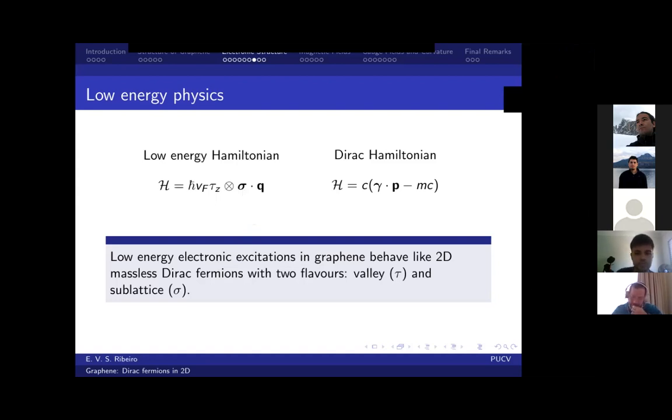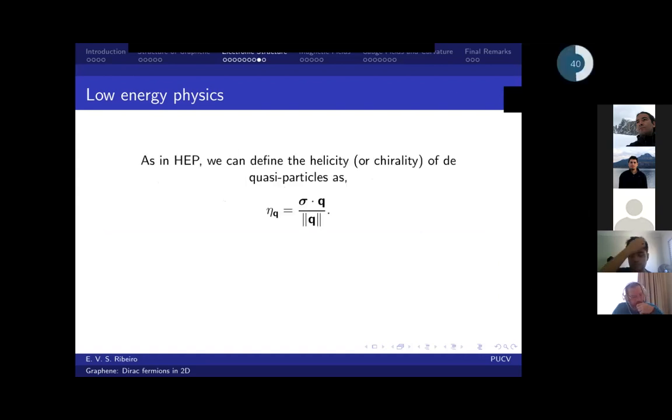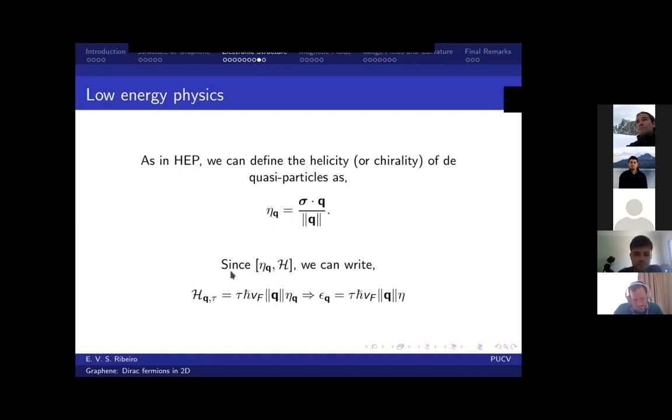So, okay, that's very interesting indeed, especially because these are massless particles. And indeed, this is one of the reasons why graphene has a very good electroconductivity, for example. And this will have another interesting effect: in the same way as in high energy physics, we can define a pseudo-helicity or pseudo-chirality, since we have massless quasi-particles, which is, again, the projection of the lattice pseudo-spin in our direction of propagation. And since the helicity operator commutes with the Hamiltonian, we can write the Hamiltonian just in terms of the helicity operator. And consequently, the energy spectrum will have this form, which basically will depend on the helicity of the quasi-particles.